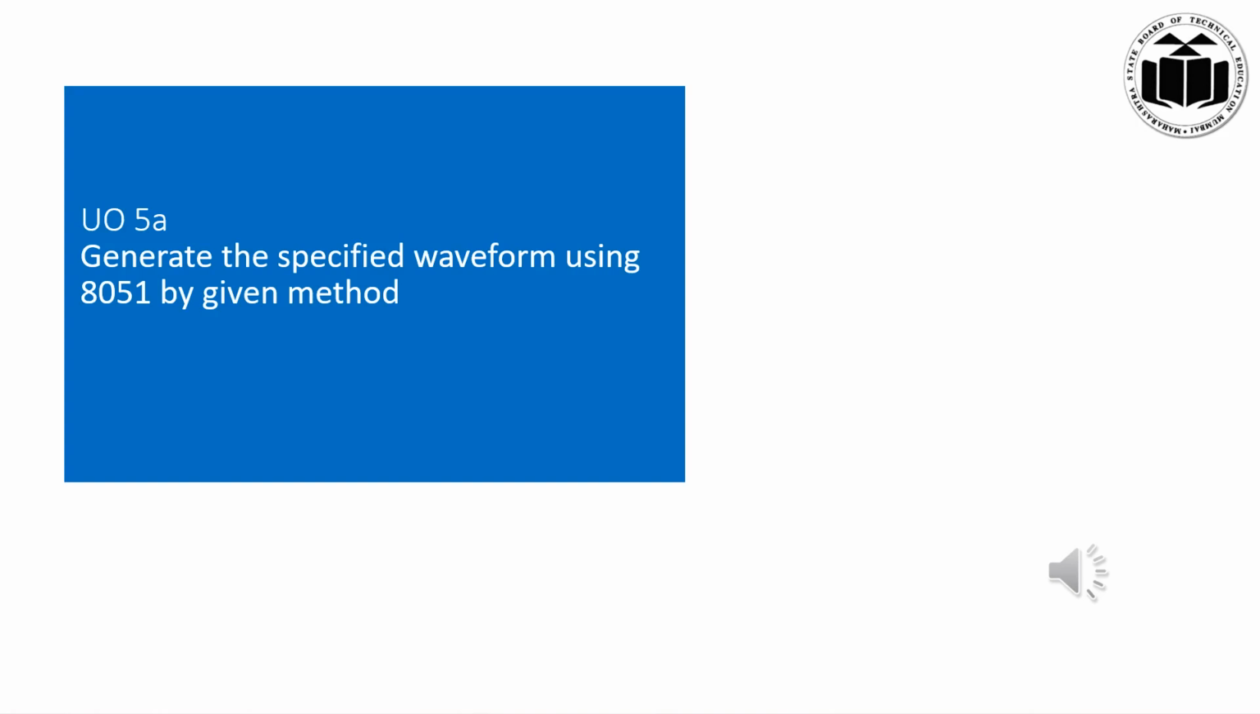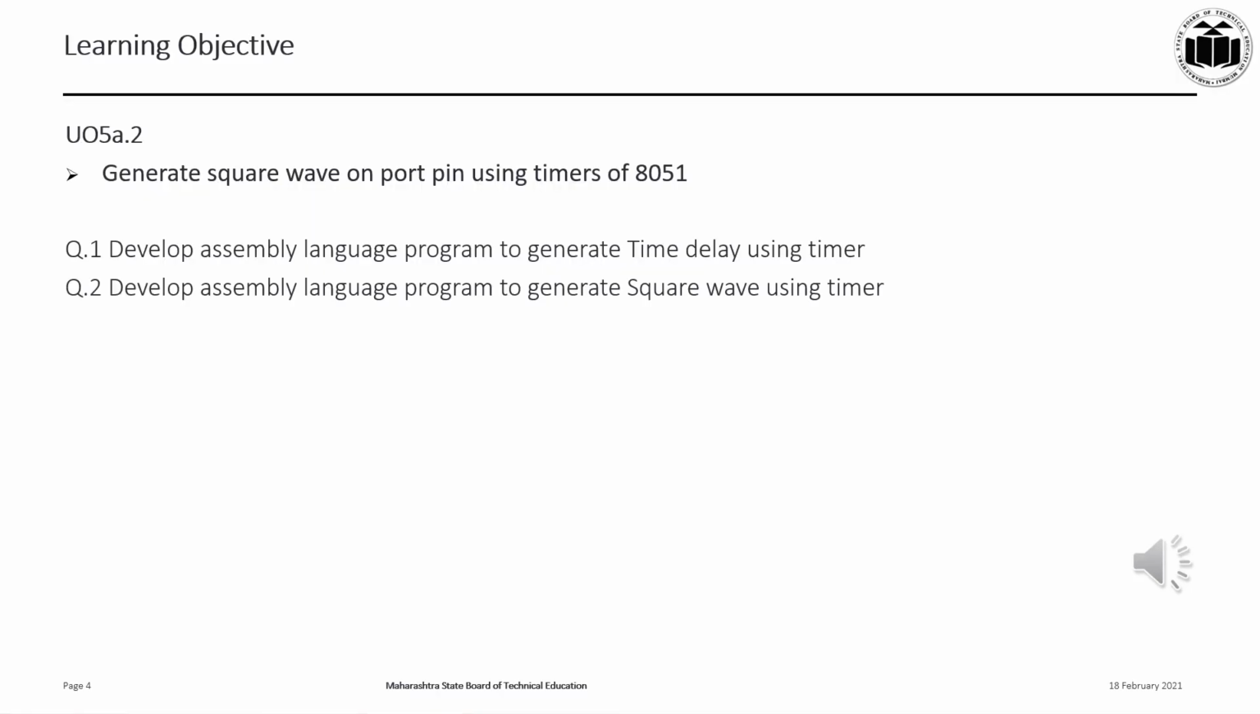The first unit outcome of Unit 5 is to generate the specified waveform using 8051 by given methods. The learning objective of this presentation is to generate square wave on port pin using timers of 8051. At the end of this presentation, you will be able to develop assembly language program to generate time delay using timer, and you will also be able to develop assembly language program to generate square wave using timer.